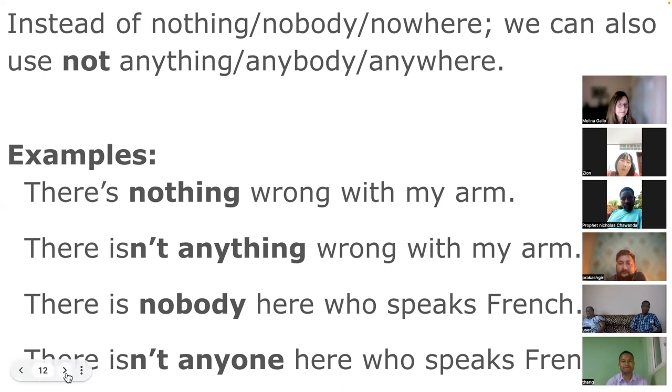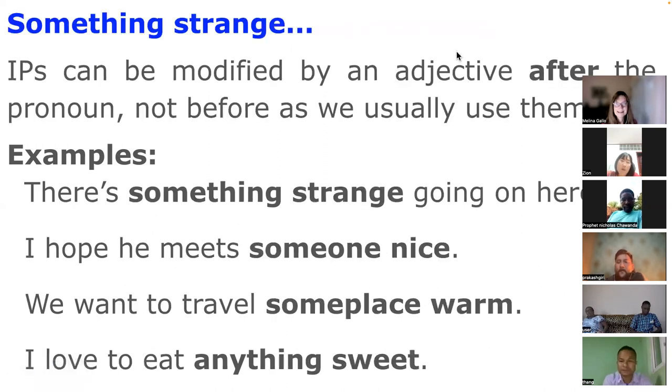Okay. Now here's something strange. We know that normally in English, when we use an adjective, we put it before the thing that it's describing. For example, I can say, I have a blue pencil. We put the word blue before pencil. And this is normally what we do in English. We don't say pencil blue. However, with indefinite pronouns, it's the opposite.